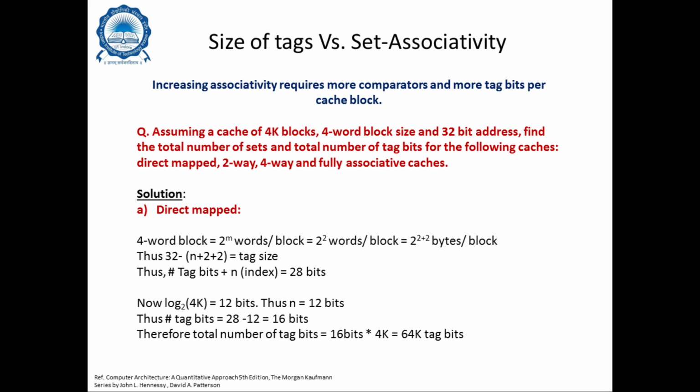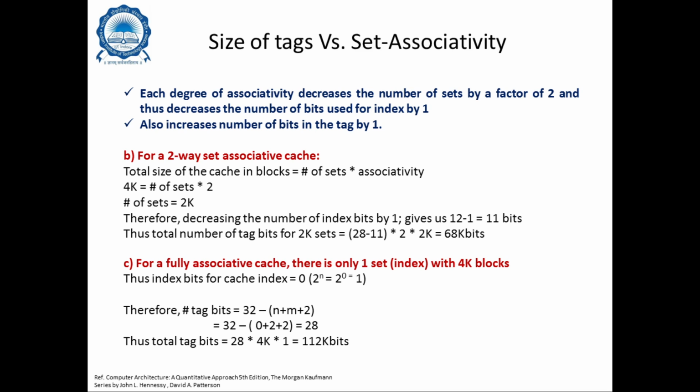Therefore the total number of tag bits will be 16 bits times the total number of entries or total number of blocks, which is 4K. Okay, this 4K is given. So therefore 16 bits times 4K gives you the total number of tag bits as 64K tag bits. This is the total number of tag bits in the entire cache structure, not just for one entry. Okay, now let's move to the next one.